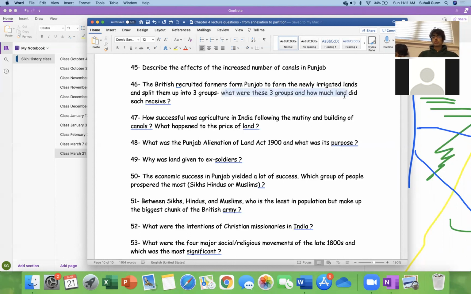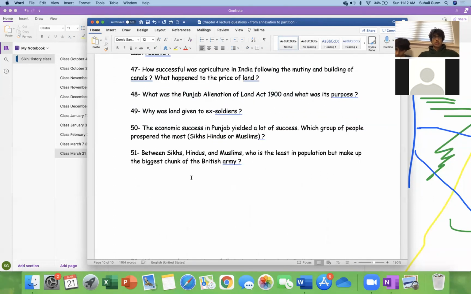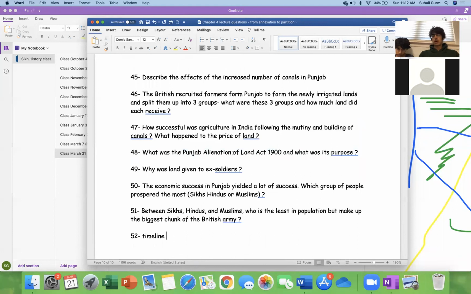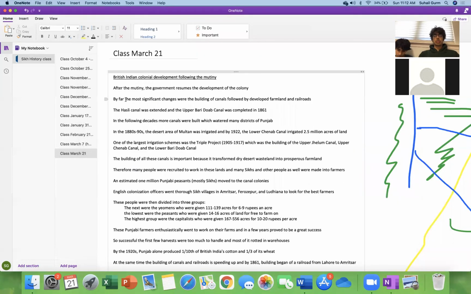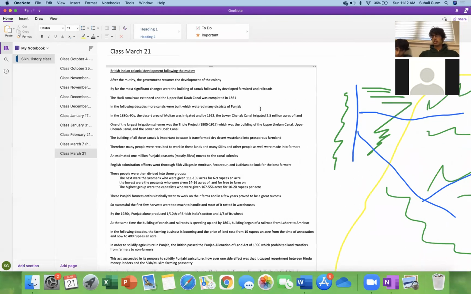Here, what are these three groups? How did each receive land? It's listing. How successful was the price of land? Again, that's more explanation. This is not an important question. But yeah, I'll skip these things. And then number 52 will be the timeline, which I'll draw on here. So you have these questions. I know it's got a lot, but I promise it's not. Use the notes, use the book. And yeah, I'll send this out as usual. So if there's no questions, then you guys are free to go.